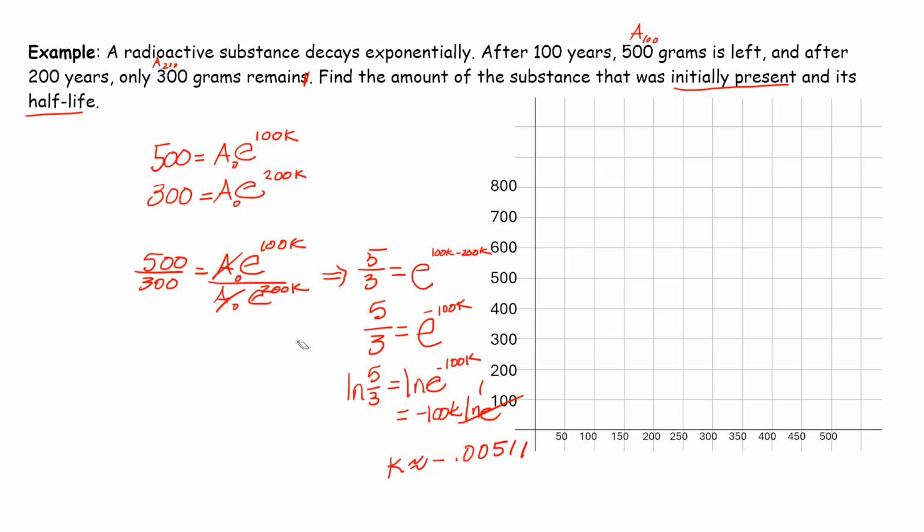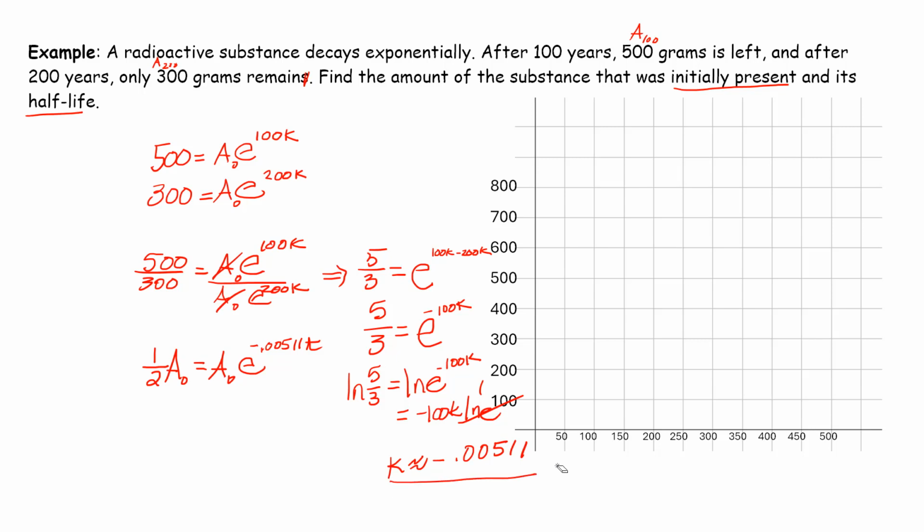Now, we can plug k back in to figure out what A sub 0 is, but we don't actually have to do that because we know that the half-life of a substance is when you have half of it left. So 1/2 A sub 0 is what we want to have left. And then that would be A sub 0 e to the kt. And we know that k is negative 0.00511. And we're looking to find out what t is.